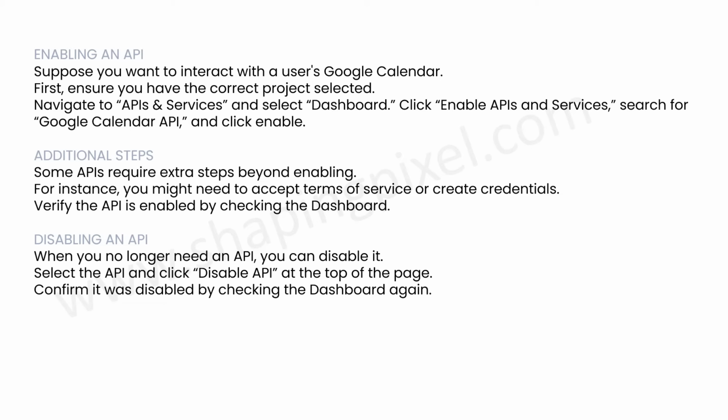Some APIs require extra steps beyond enabling. For instance, you might need to accept terms of service or create credentials. Verify the API is enabled by checking the dashboard. When you no longer need an API, you can disable it. Select the API and click Disable API at the top of the page. Confirm it was disabled by checking the dashboard again. Only enable the APIs you need to avoid unnecessary costs. Disabling unused APIs ensures you don't accidentally use them, helping you manage your resources efficiently.